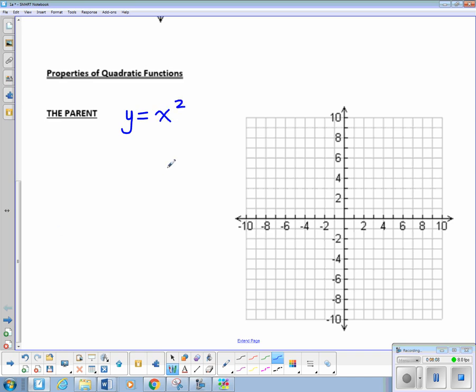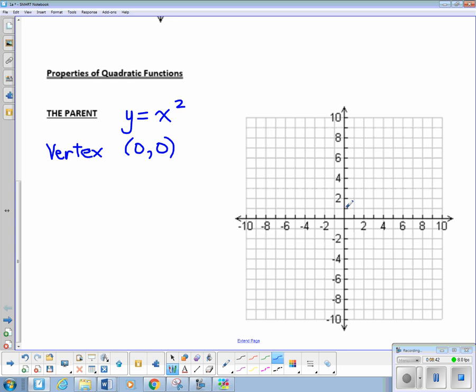Okay, so we've seen that before. We know it's not linear because the x is squared. In order for it to be linear, both the x and y would have to be to the power of 1. So this is the parent. The vertex of this parent is 0, 0. And we always want to be able to find the vertex because, as I told you before, in most cases that is our starting point.